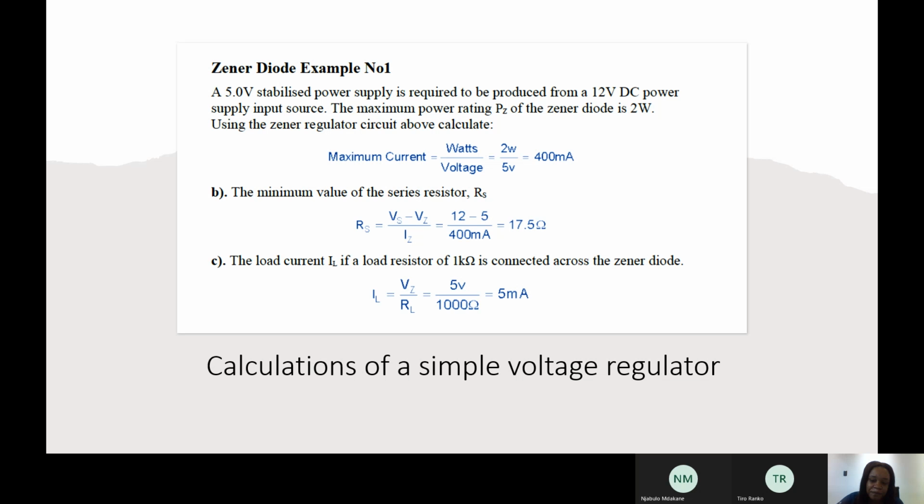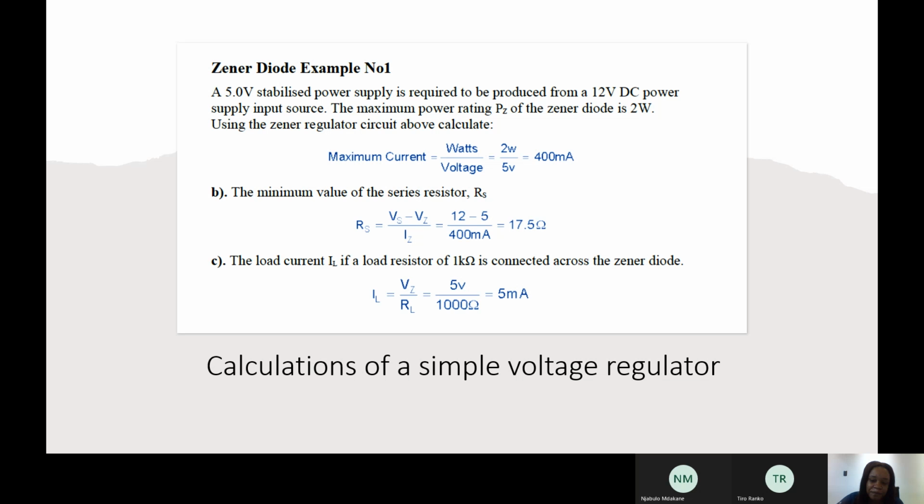Okay, so this is an example of how we use the Zener diode as a voltage regulator. This is an example you could get from a test. So please make sure you make note of this, because this usually comes out in a test.